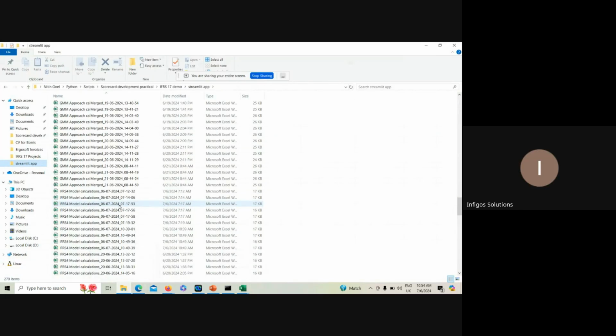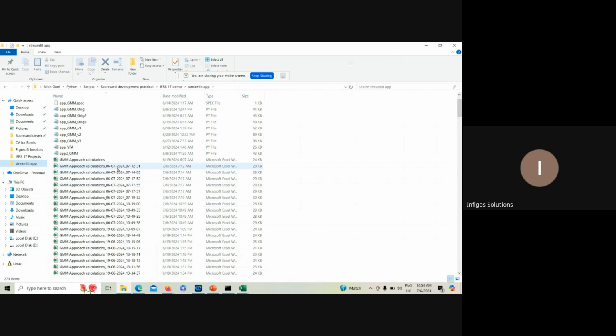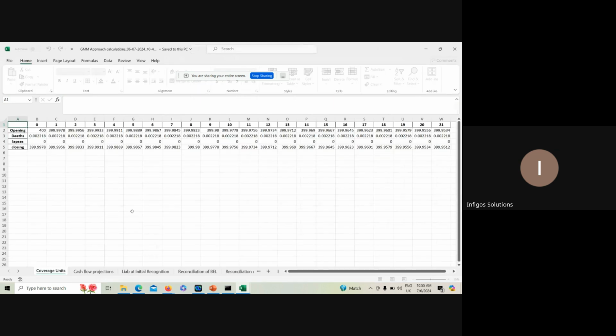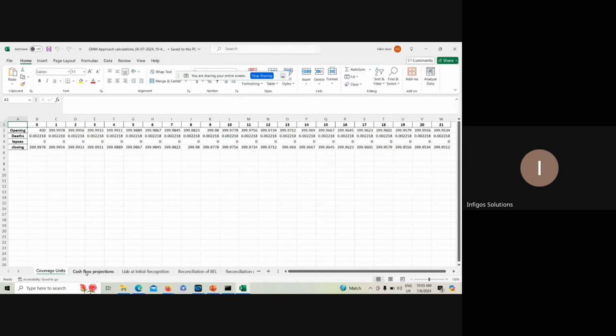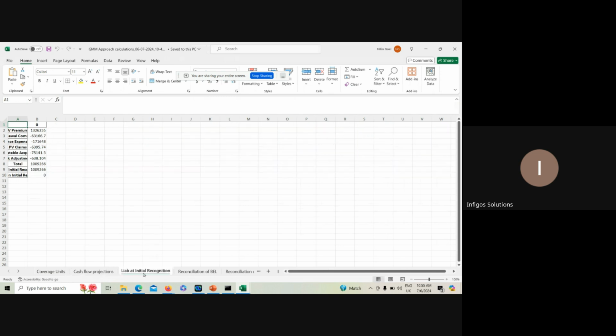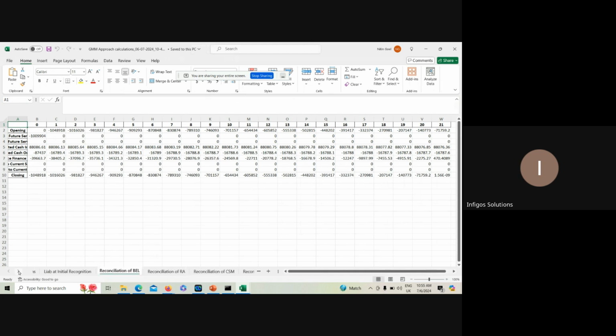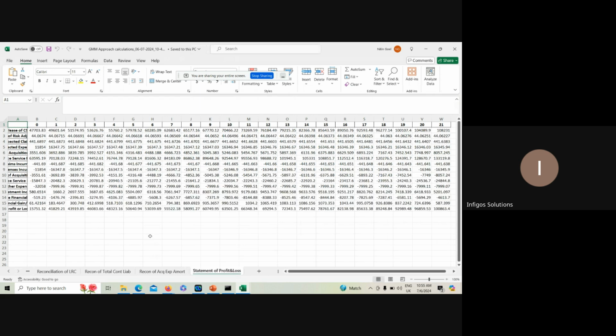Let me show you something very good. So I had done this calculation. Today is 7/6, right? Let me open one of these. So I had coverage unit, cash flow projection, liability or initial recognition, reconciliation. So I will have everything here in this one.